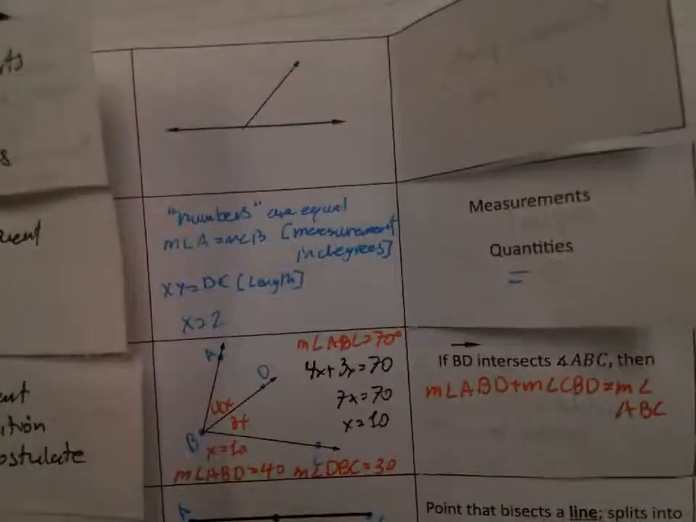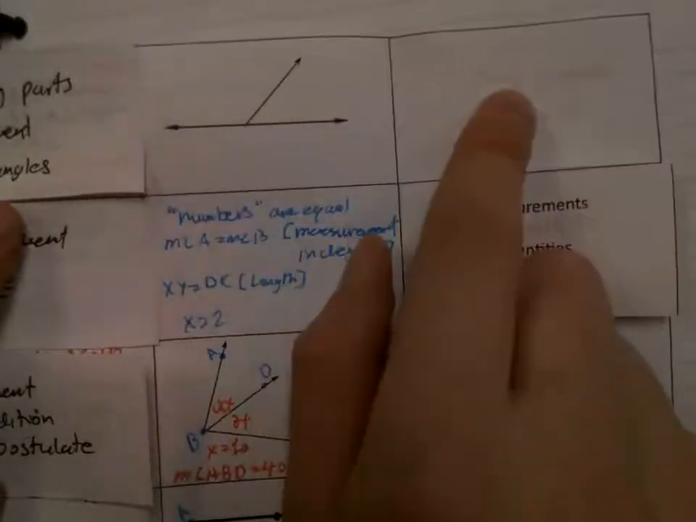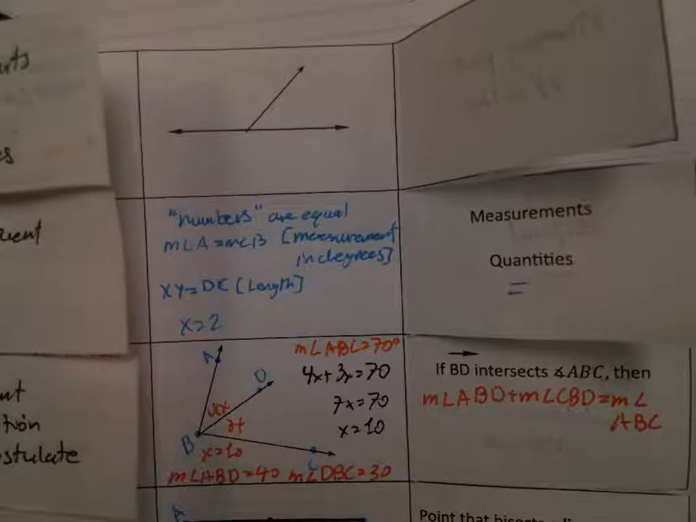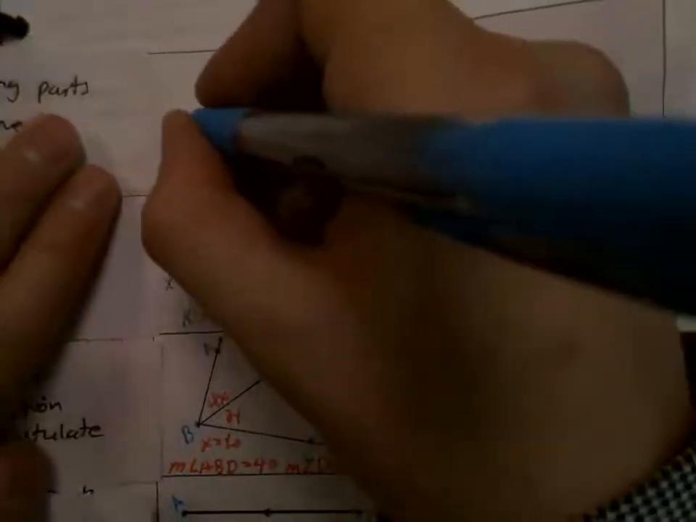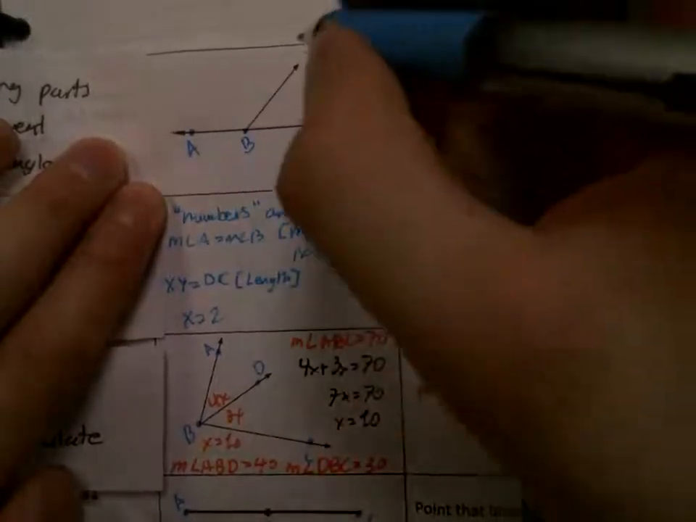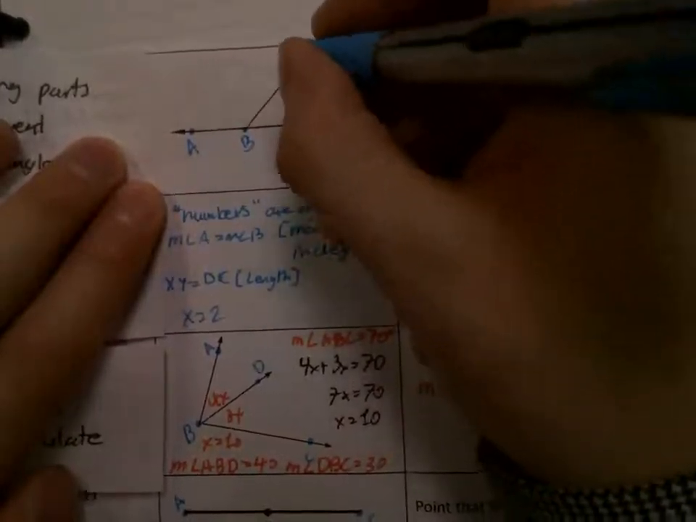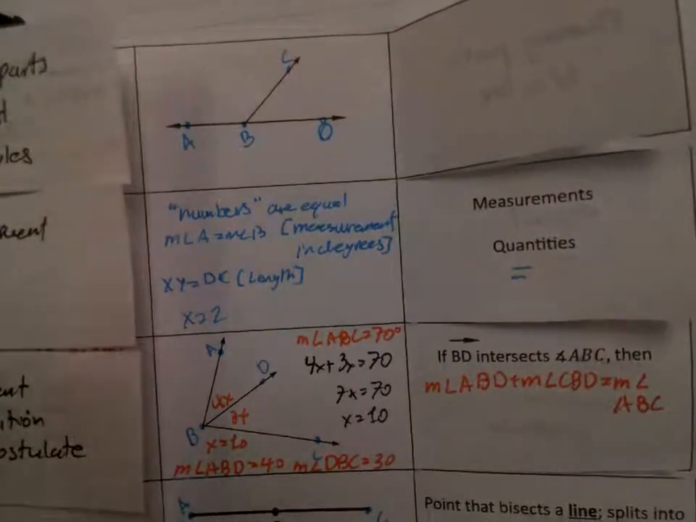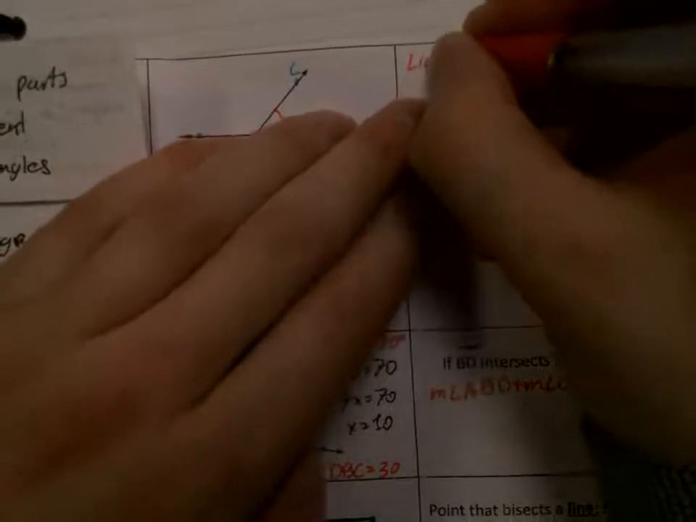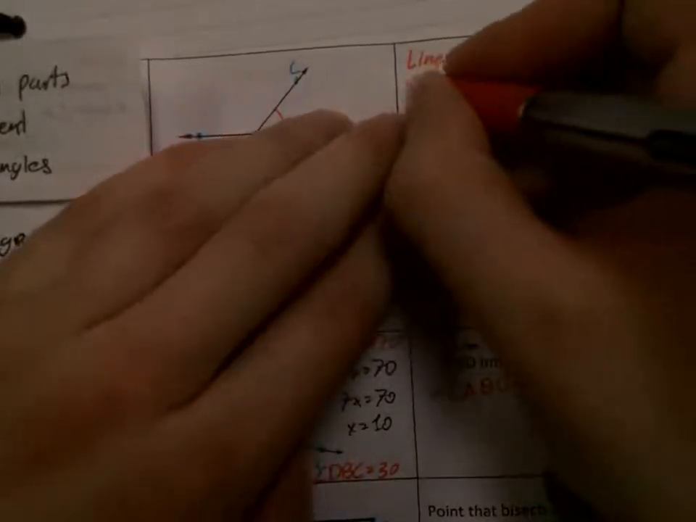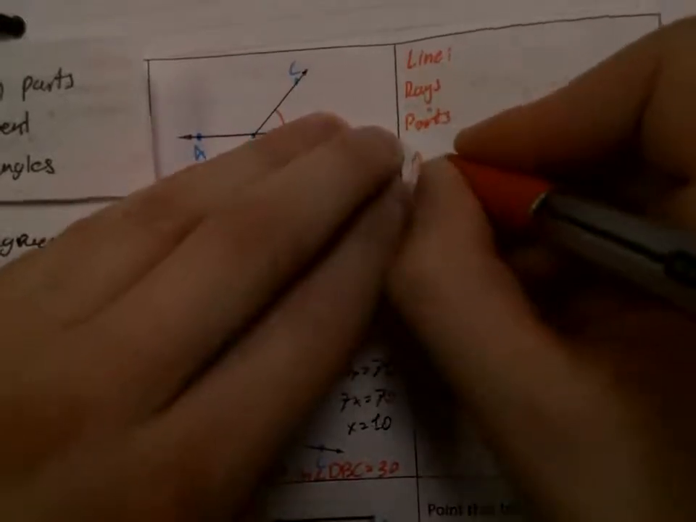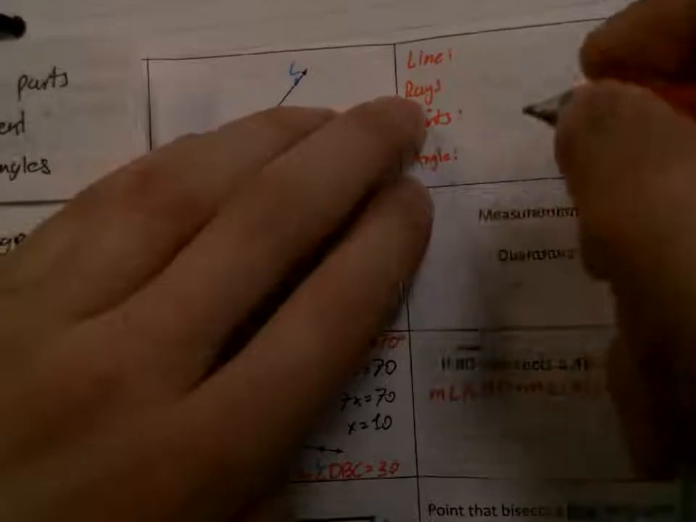All right? The last one talks about naming parts of a line. For this one, we've got line segment A, B, and C. Whoops, sorry, that should be D. And there's C up here, with an angle right here. Now, here are the parts that we need to worry about. We need to call the line, rays, points, and angle.